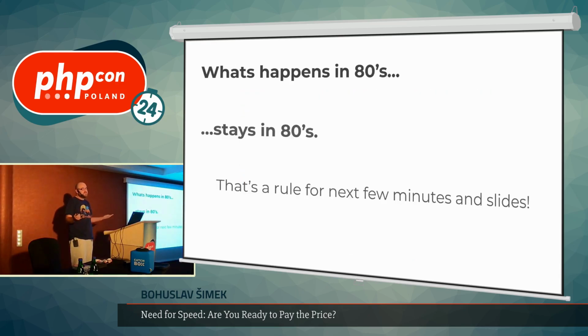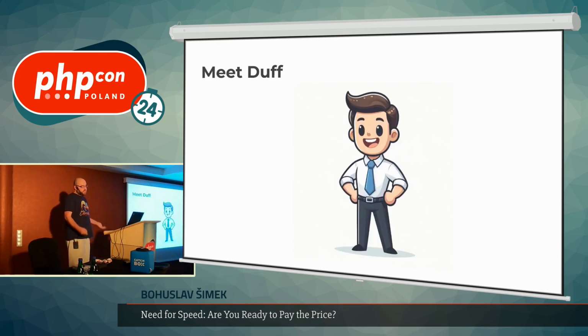And of course, this is time traveling, and we need the rules for time traveling. So what happened in the 80s stays in the 80s. This is the rule for the next few minutes and slides. It's like in Las Vegas: what happened in Las Vegas stays in Las Vegas. And in the 80s, in Los Angeles, we actually meet Duff.